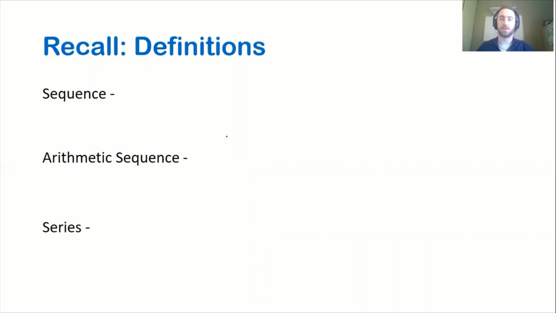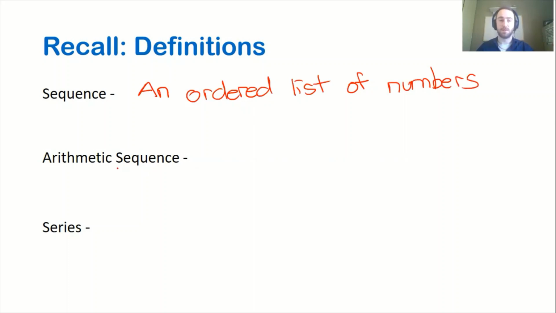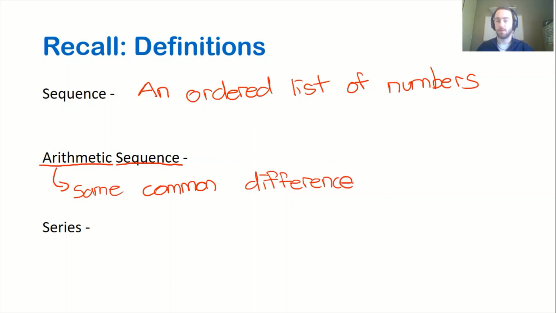Before we get into it, we should recall some definitions. A sequence is an ordered list of numbers. An arithmetic sequence is an ordered list of numbers where arithmetic means it has the same common difference between consecutive terms. If any of this is new, we should go back and check out the previous videos because we talked in depth about these definitions before. A series is just the sum of a sequence.